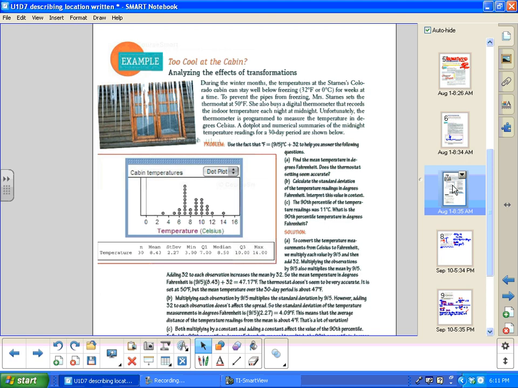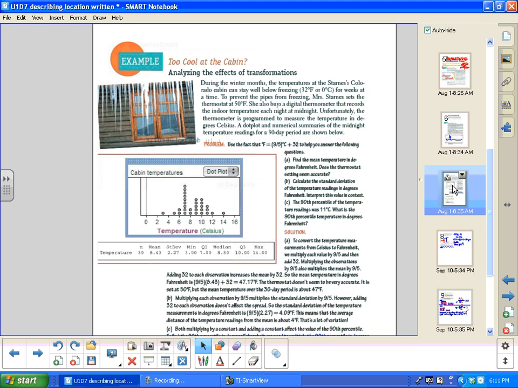Here's something interesting. Here, what they have is a cabin, and they want this cabin to stay below freezing. Mrs. Starnes sets the thermostat at 50 degrees, and she wants to check and see. So she buys a digital thermometer. Here she measured the temperature, but it's in Celsius. So she wants to take all this data and convert it to Fahrenheit, and then see how the mean and the median and everything else is going to change.